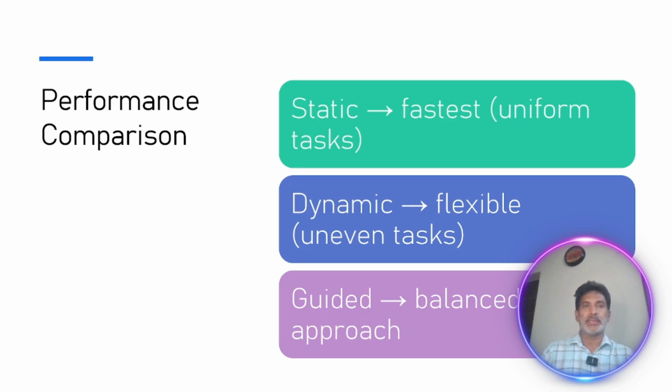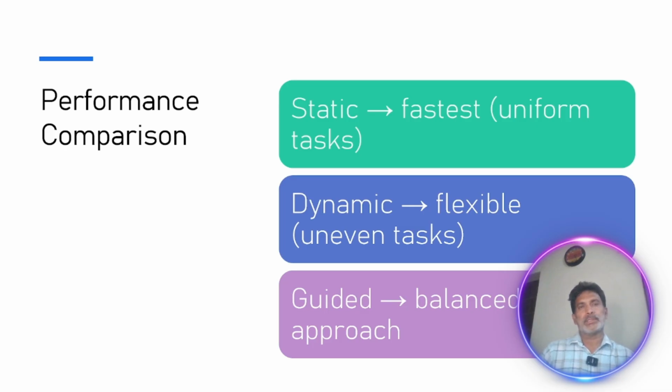Next one is guided, and this provides a balance. It starts with the largest chunks and then reduces the chunk size gradually. So it combines the advantages of static and dynamic scheduling. This is good for the balance between low overhead and load balance. This is mainly suitable for larger scale and partially uneven workloads.